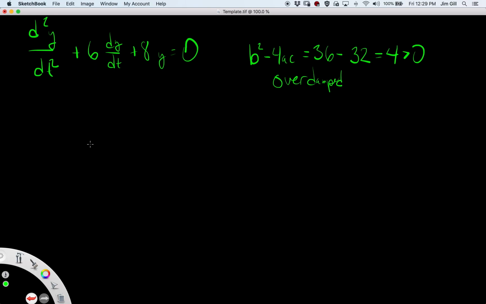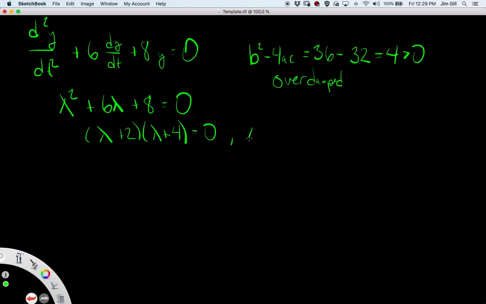So let's look at what the solutions are going to look like here. We need to solve this characteristic equation, lambda squared plus 6 lambda plus 8 is equal to 0. And we note that (lambda plus 2) times (lambda plus 4) is what this factors into. So we have 2 negative real eigenvalues, -2 and -4.